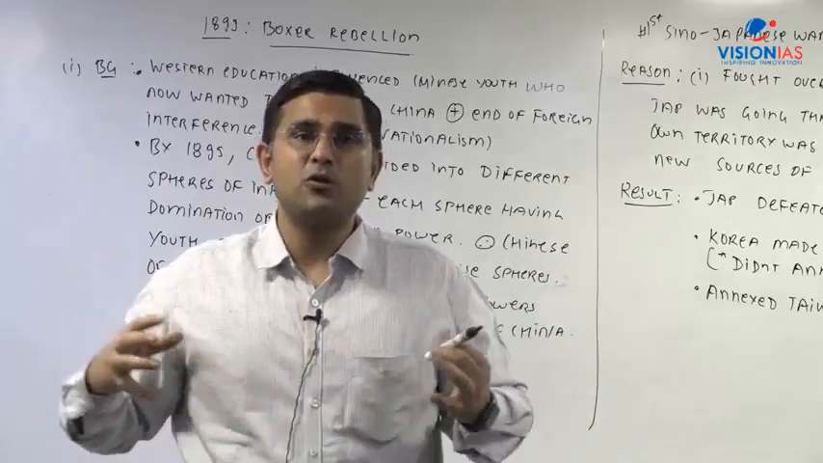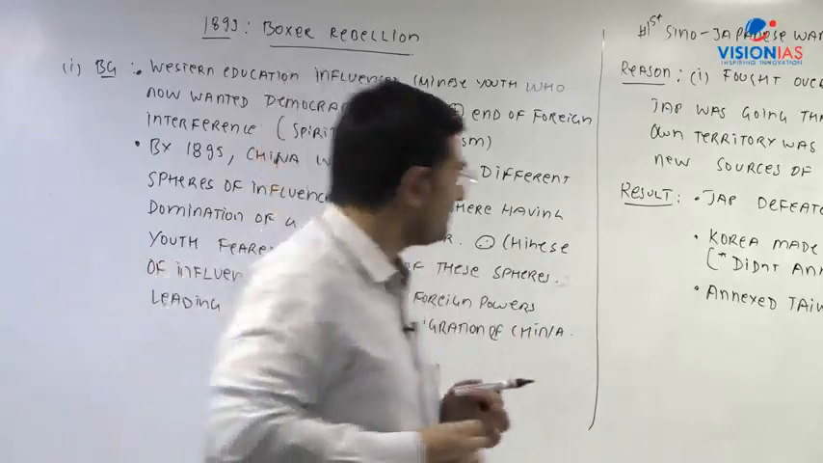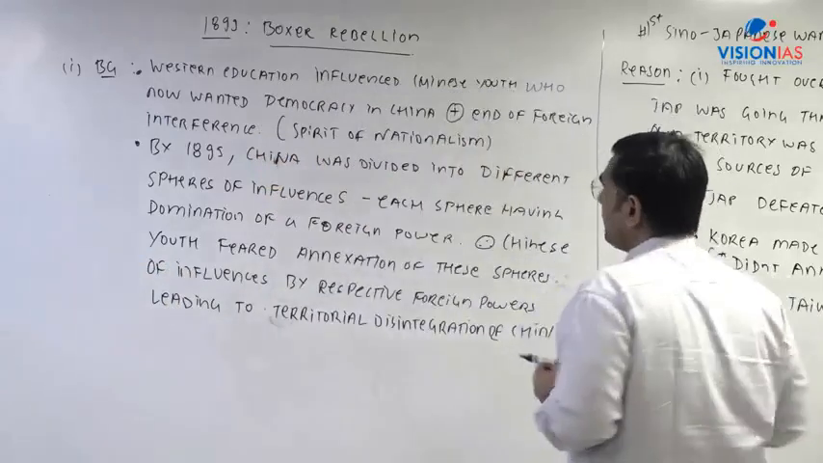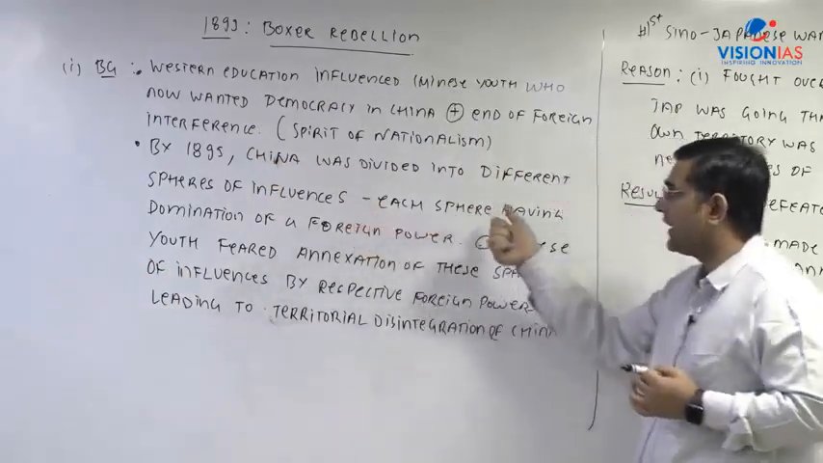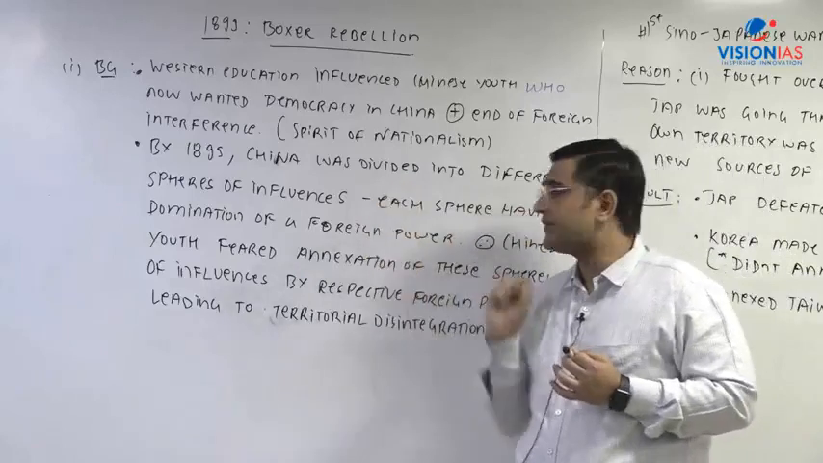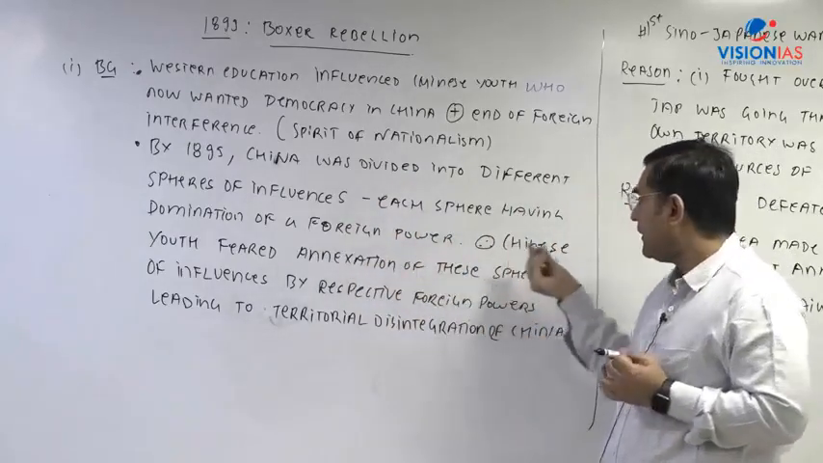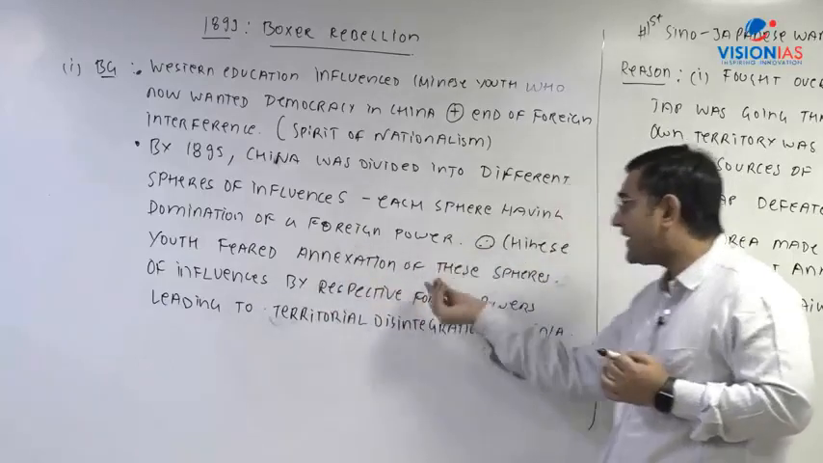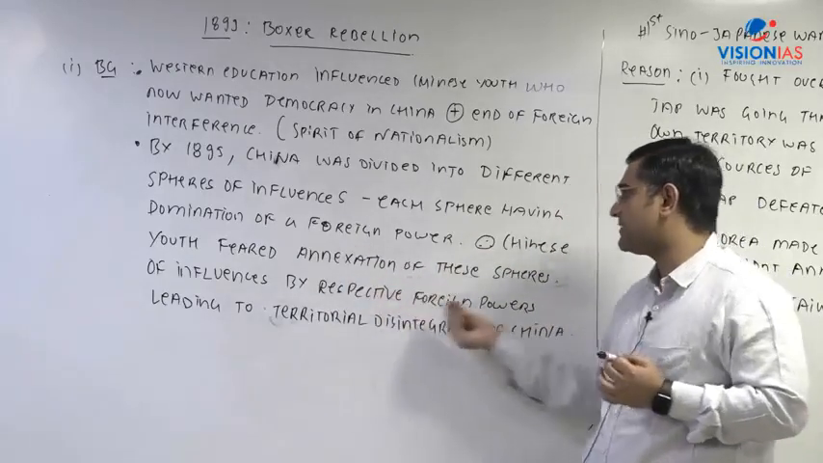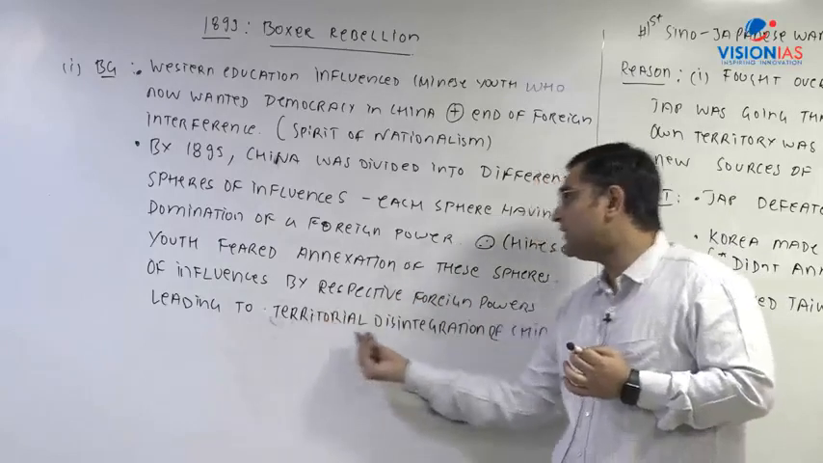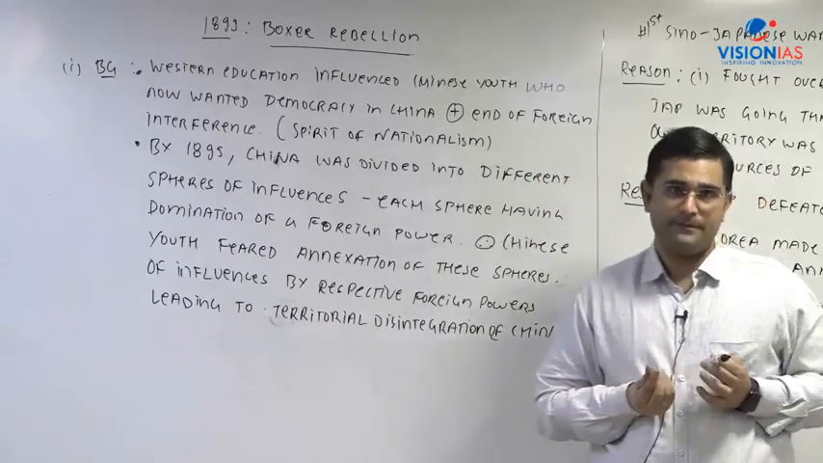China will be carved up among different European powers. So therefore, by 1899, China was divided into different spheres of influence, each sphere having domination of a foreign power. Therefore, Chinese youth feared annexation of these spheres of influence by respective foreign powers, leading to territorial disintegration of China.